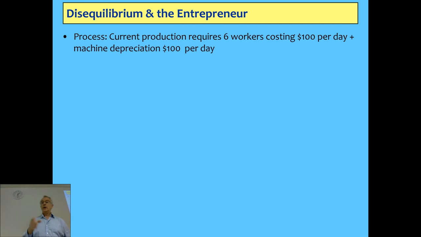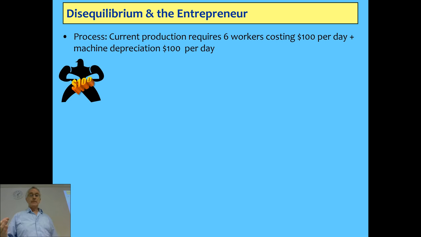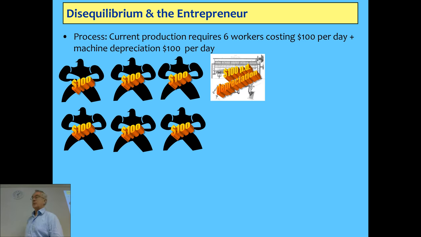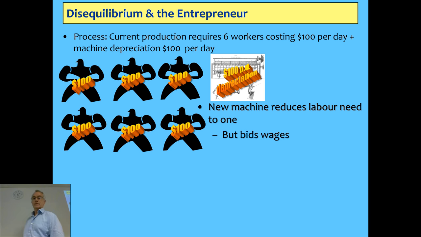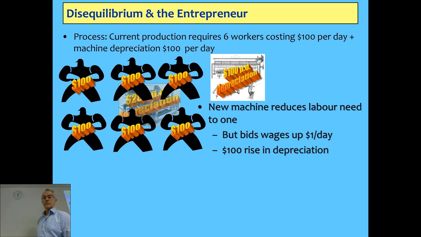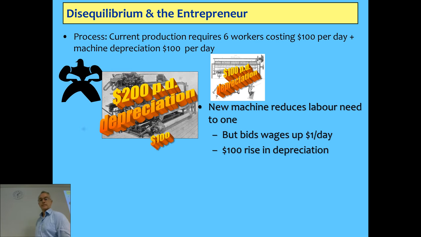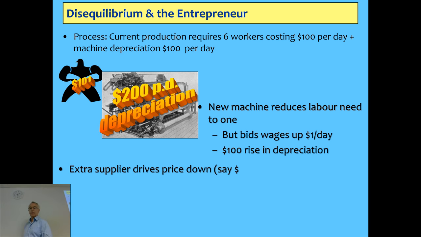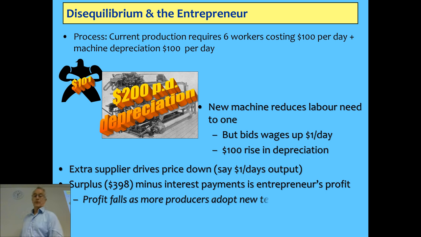So just imagine you start from hand labor, paying workers $100 a day each, and a machine which depreciates at $100 a day. That's your situation to begin with. Then you have a new machine, and you get rid of all but one of the workers, but it drives up wages by, say, $1 a day, and the $100 in depreciation becomes $200. Let's say the price is driven down as well by $1 a day for a day's output. So you're going to make a $400 profit, roughly, out of that. And then the profit will fall as new people come along copying your technology.